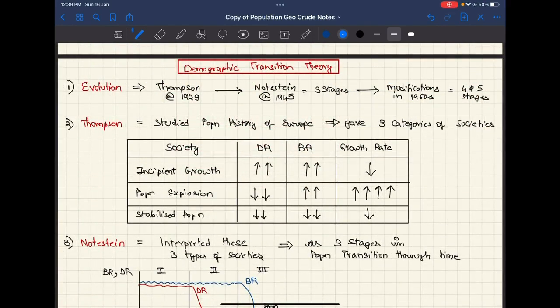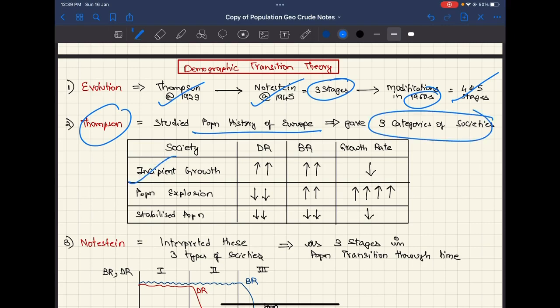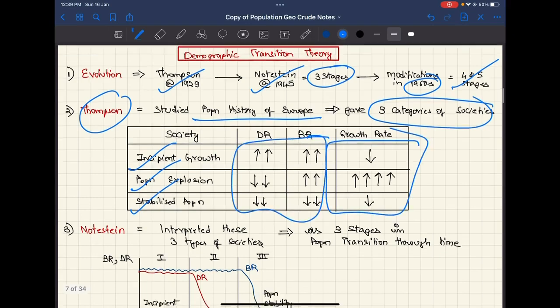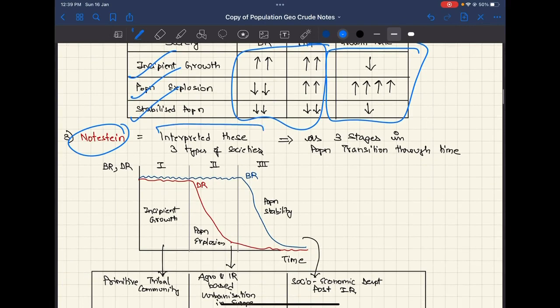Now coming to demographic transition theory. Initially Thompson in 1929 gave it, then Notestein in 1949 gave the three-stage theory, and in the 1960s four and five stages were given. Thompson studied the population history of Europe. He gave three categories of society, which are incipient growth, population explosion, and stabilized population. These are based on the birth and death rates, hence the growth rates. Notestein interpreted these three types of societies as three stages in population transition for any society.